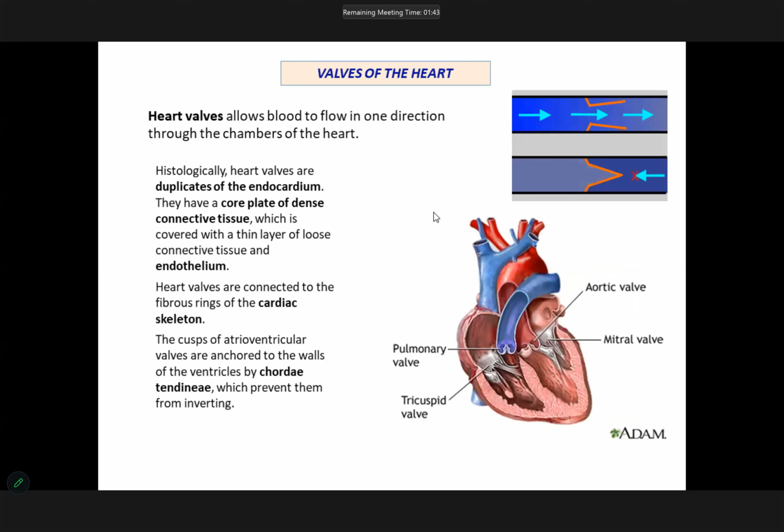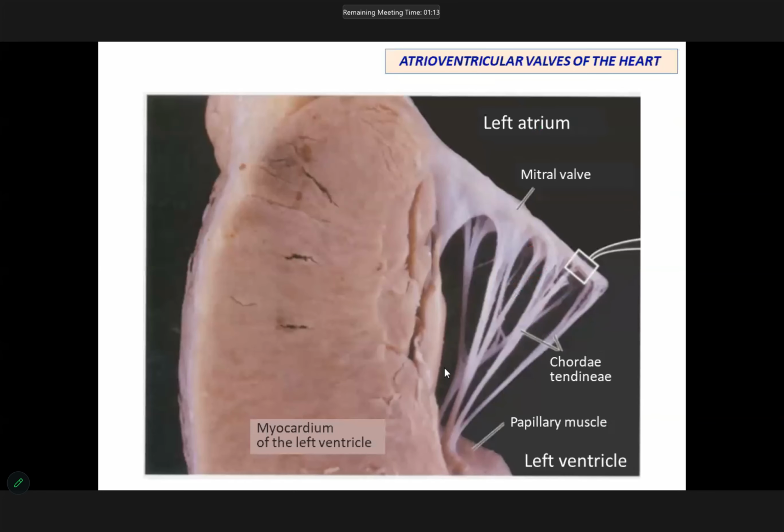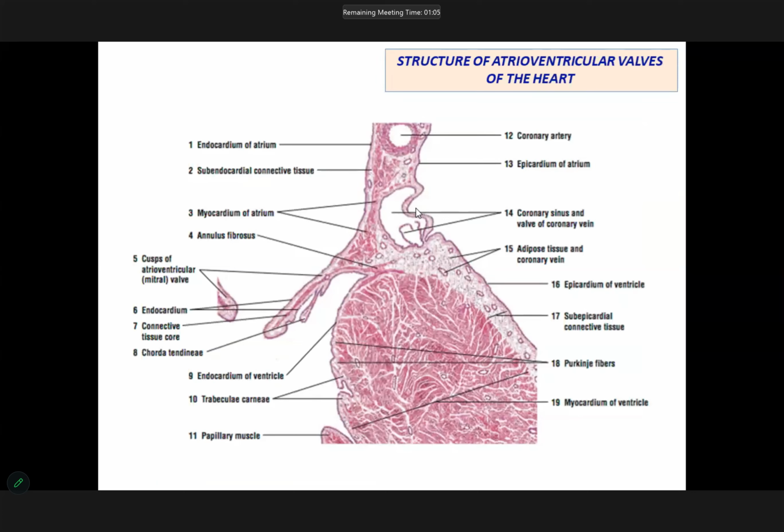And final picture in your album will be the valve of the heart. Valves allow blood to flow in one direction, for example, from the atrium to the ventricle, and prevent the backflow because they are connected. These cusps of the valves are connected to the walls of the atrium with elongated chordae tendineae, which prevent these valves from inverting. This will be explained in class, but some additional information for you.